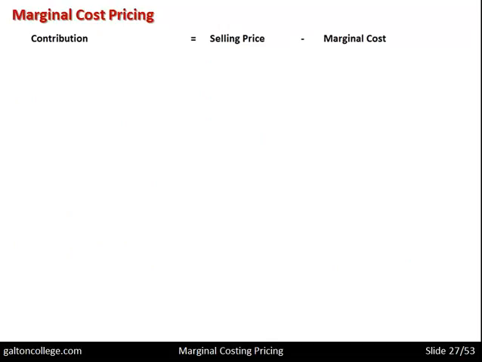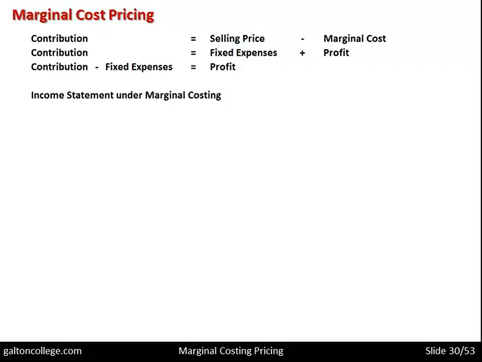If we look at contribution as equal to selling price minus marginal cost, then of course contribution is equal to fixed expenses plus the profit. And contribution minus fixed expenses is equal to profit. These are the relationships we've been talking about.